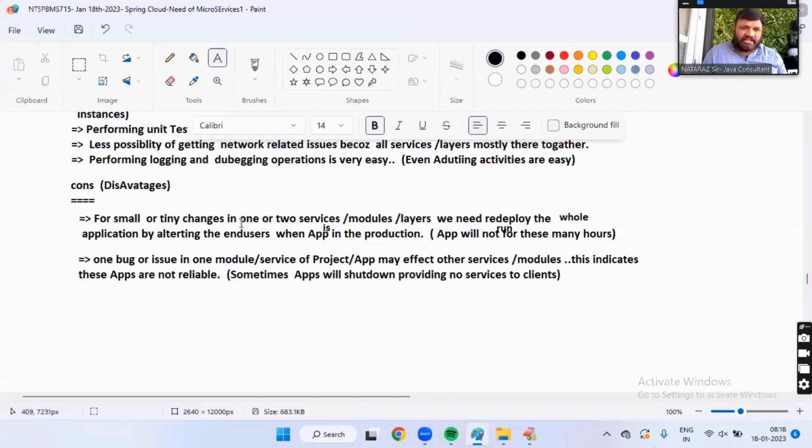For small or tiny changes in one or two services, modules or layers, we need to redeploy the whole application by alerting the end users. But the problem is, in the banking sector this is very dangerous. Certain governments give strict conditions. In the entire year, your server downtime should be 4 hours. Take a country like Singapore: in the entire year, server downtime should not be more than 1 hour.